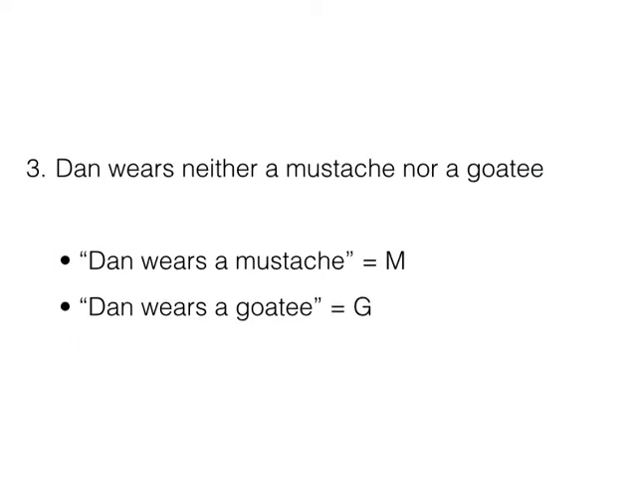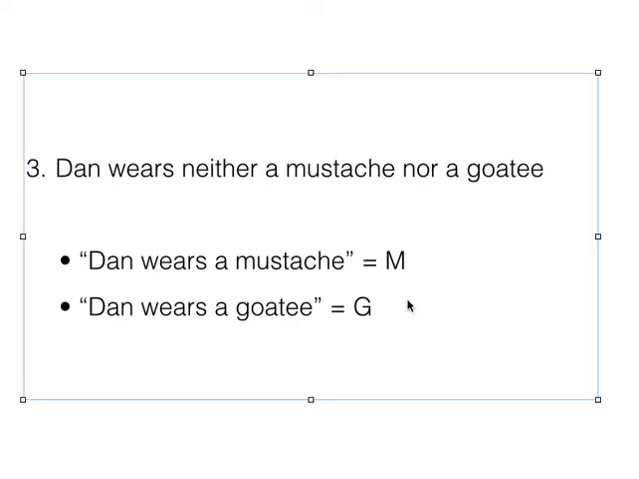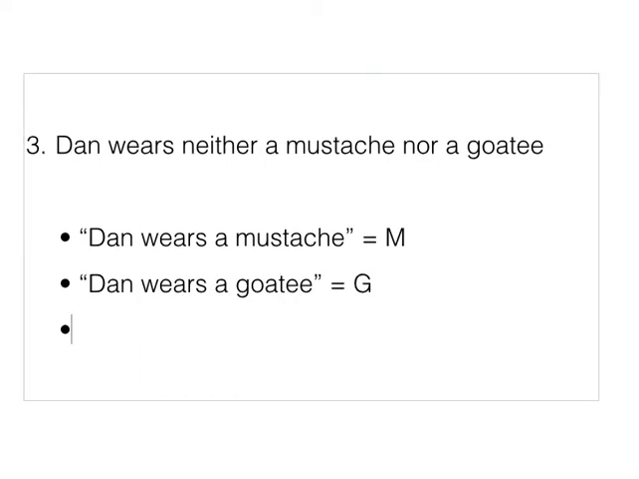Let's look at number 3. Dan wears neither a mustache nor a goatee. Now you have to think about what's being said here. If you think about the meaning of this English sentence, that he wears neither a mustache nor a goatee, ask yourself, according to this sentence, does Dan wear a mustache? The answer should be no. Ask yourself, does Dan wear a goatee? The answer should be no.